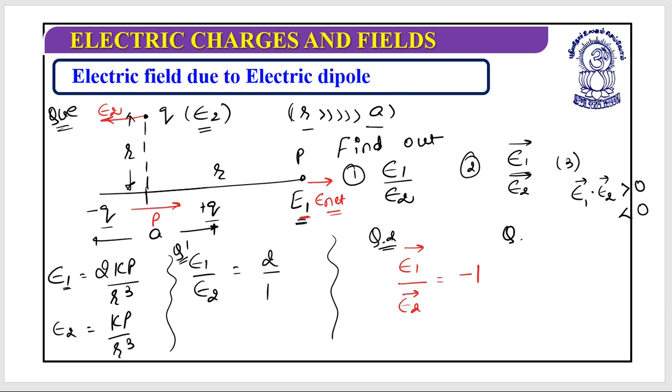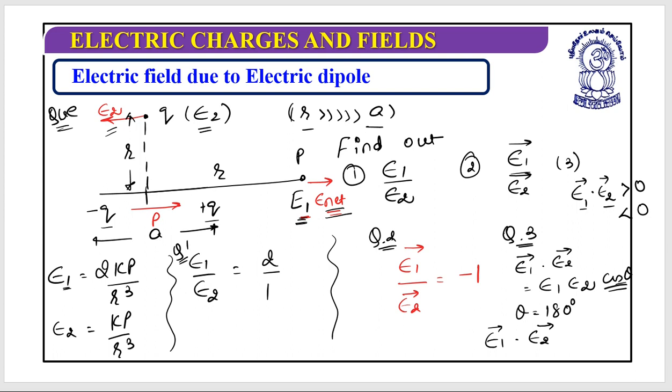Now first tell me, what is the angle between E1 and E2? When I make a dot product, it should look like this: E1 E2 cos theta. Here theta is, look at this, direction of E1 in positive x, direction of E2 in negative x. So this theta is equal to 180, and when theta is 180, cos 180 is minus 1. So this E1 dot E2 should be less than 0.